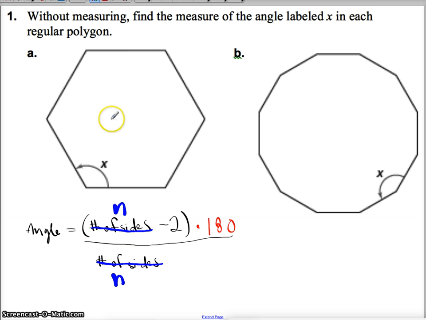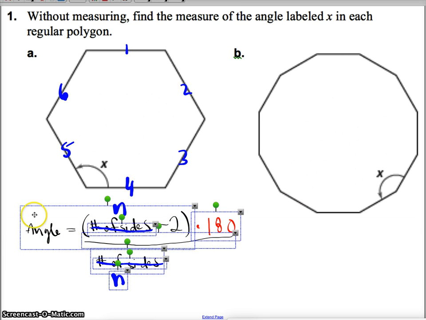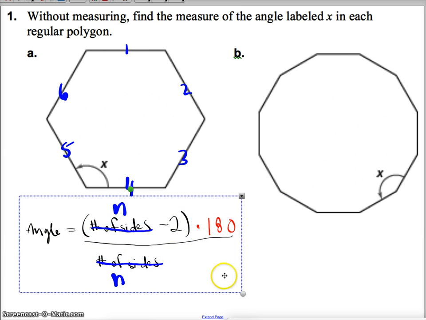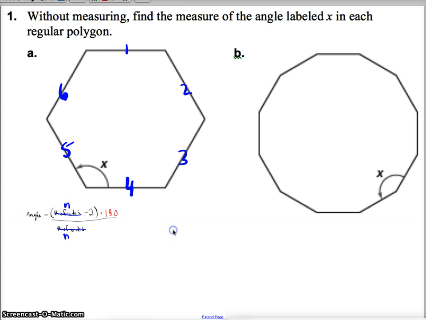Okay, so in question A, let's count the sides. There's 1, 2, 3, 4, 5, and 6 sides total. So instead of the n, I'm just going to put 6. So here's my equation. Let me shrink this down, get this out of the way a little bit. So shrink this, including that n. Okay, so here's my equation.